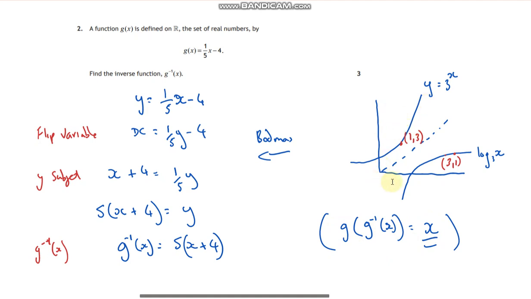And yeah, if you try and visualize this, because it does pop up a lot in exponents and logs, it's the reflection around this axis here with the x is now the y and the y is now the x. Okay, hope that's helpful.